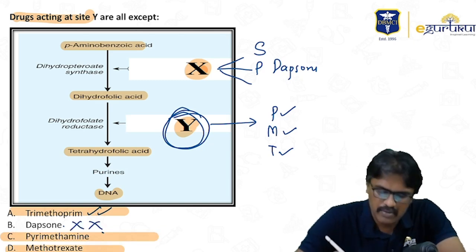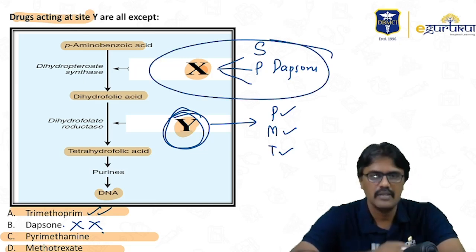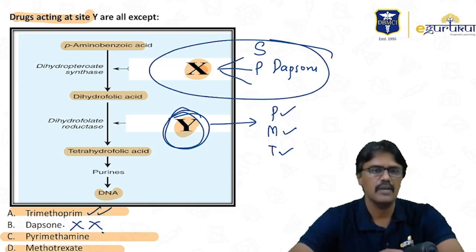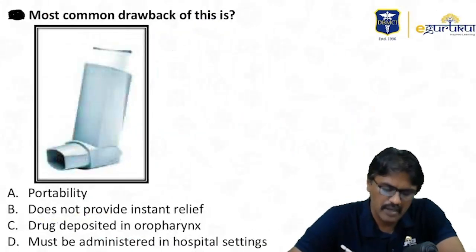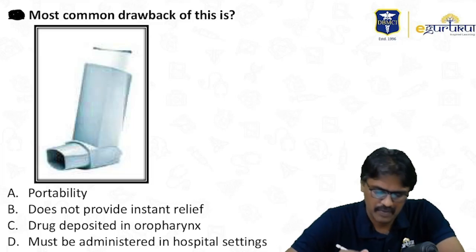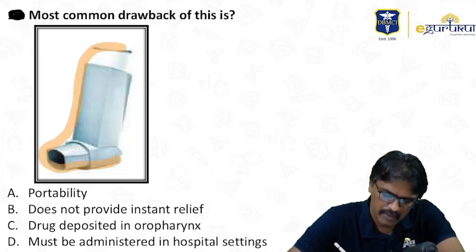It is dapsone. But dapsone works in the dihydropteroate synthetase step. So this is how the flowchart can also be asked in the exams. Now this is one of the devices which everybody was prescribed during the pandemic.